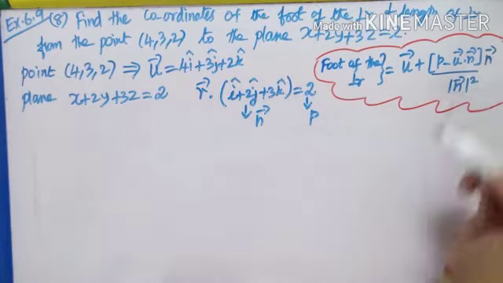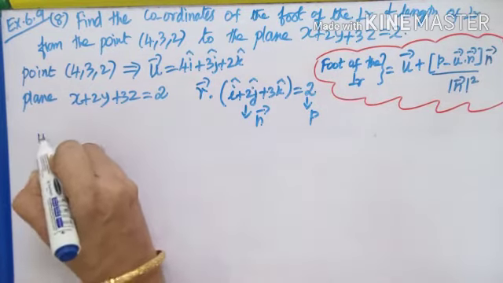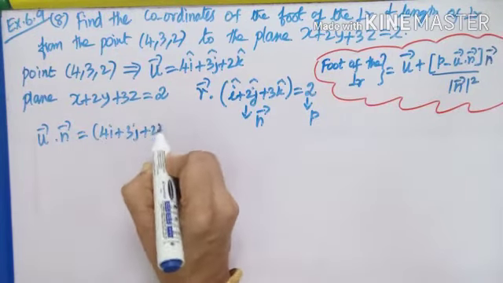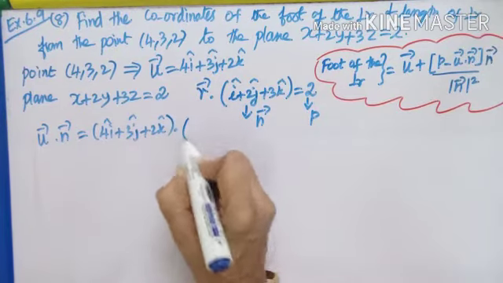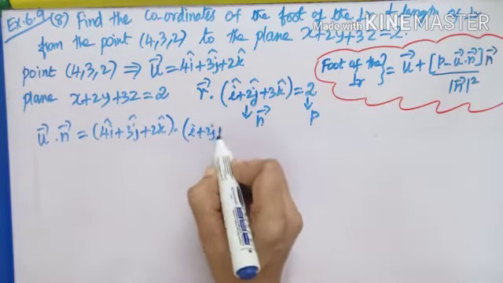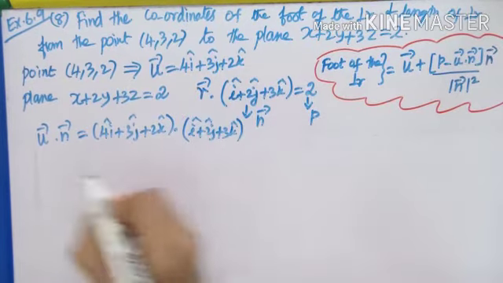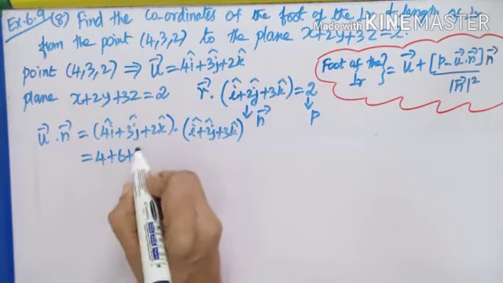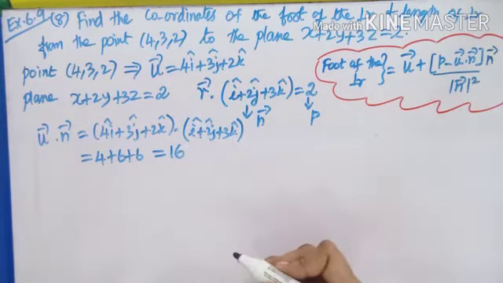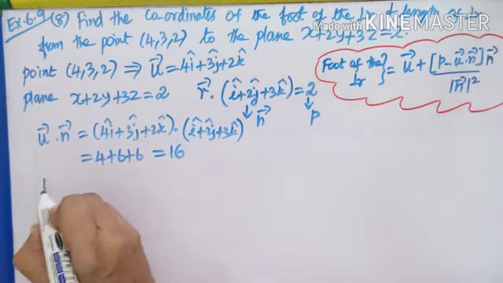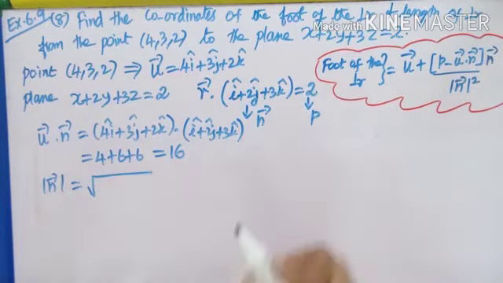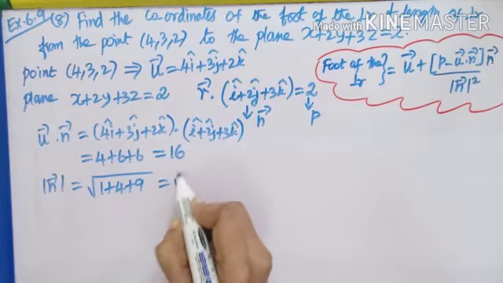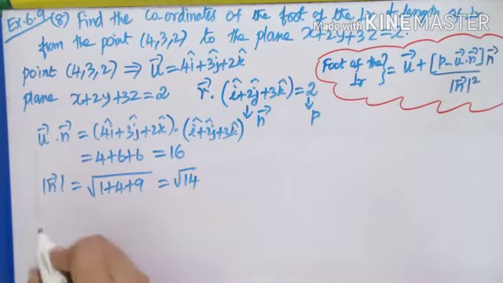So all that we need, let us find out. I want u dot n. What is u dot n? u is 4i plus 3j plus 2k, dot n is i plus 2j plus 3k. If I simplify, it is i and i, j and j, k and k. So my answer is 16. p I already know. Now I want mod n. What is mod n? Root of squares 1, 4, 9, that is root 14.